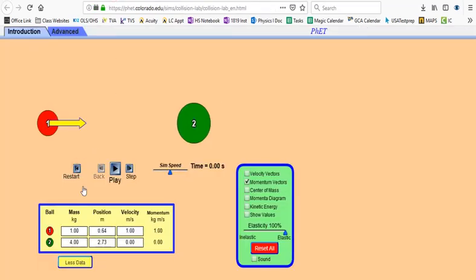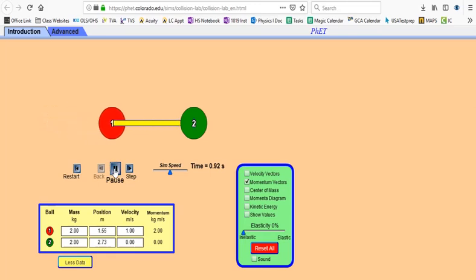I'll restart it. It does not matter because it's inelastic which masses you choose. So I'm just going to do 2 and 2. 2 times 1 is 2. 2 times 0 is 0. Total momentum is 2. Let me run it. Oh wait, I forgot. Over here to the right, I'm changing elastic to inelastic. So elastic to inelastic.